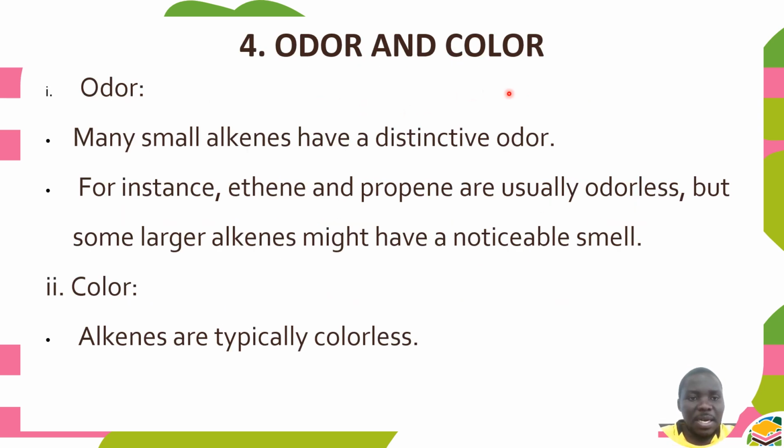Odor as well as color. Many alkenes have a distinctive odor. For instance, ethene and propene are usually odorless, meaning they do not produce any smell. But some of the larger alkenes might have a noticeable smell, such as heptene, octene, and decene. In terms of color, alkenes are colorless.